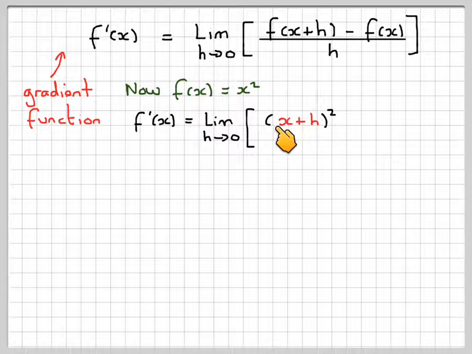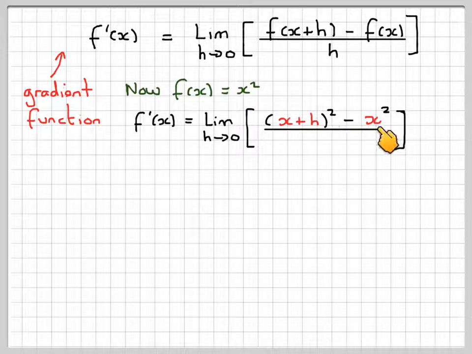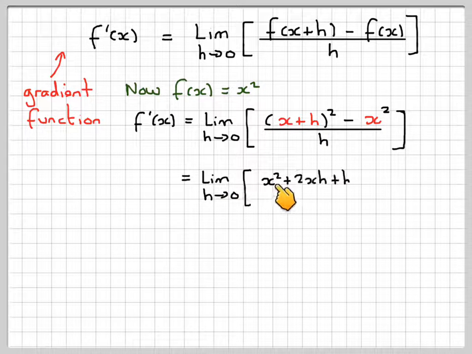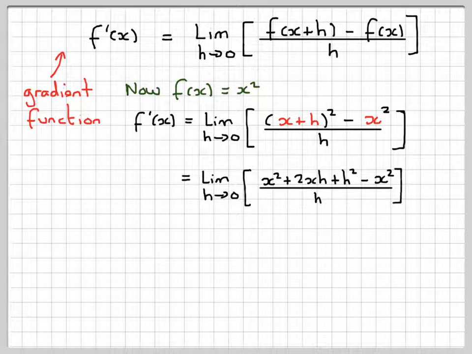I do the limit of f of x plus h, which is x plus h all squared, minus the function itself, which is x squared, divided by h. And now what I'm going to do algebraically is expand that. So the limit as h goes to 0 of x squared plus 2xh plus h squared, as that's expanded, minus x squared divided by h. And we can see that the x squared will cancel with that x squared, so that will disappear.